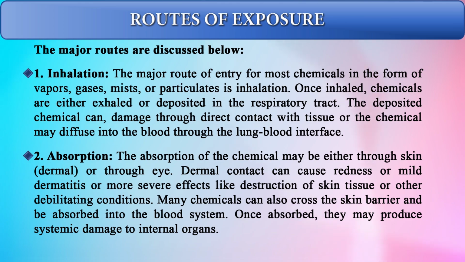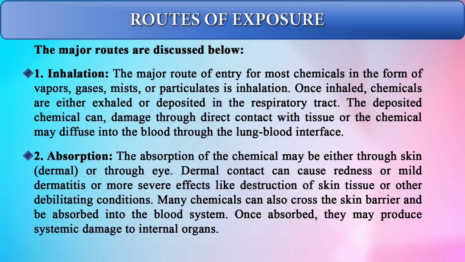The absorption of the chemical may occur either through the skin, which is called dermal, or through the eye. Dermal contact can cause redness or mild dermatitis or more severe effects like destruction of skin tissue or other debilitating conditions. Many chemicals can also cross the skin barrier and be absorbed in the blood system.